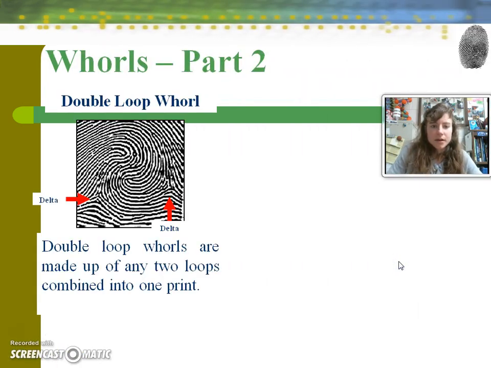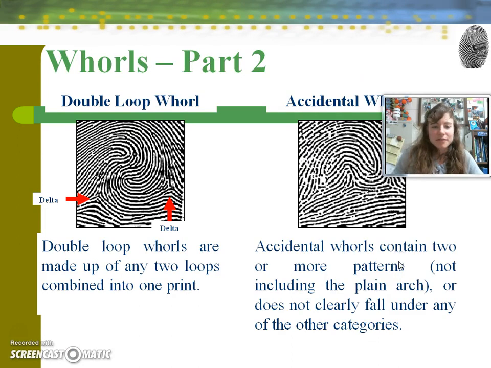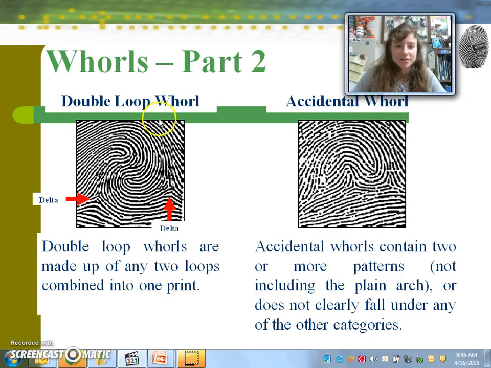Okay. And then these are more of the exceptions here. The double loop whorl is just 4% of the population, and notice we have our two deltas here, as though we have two loops. Here's a line of recurve, and then here's a line of recurve. It's still classified as a whorl, however.